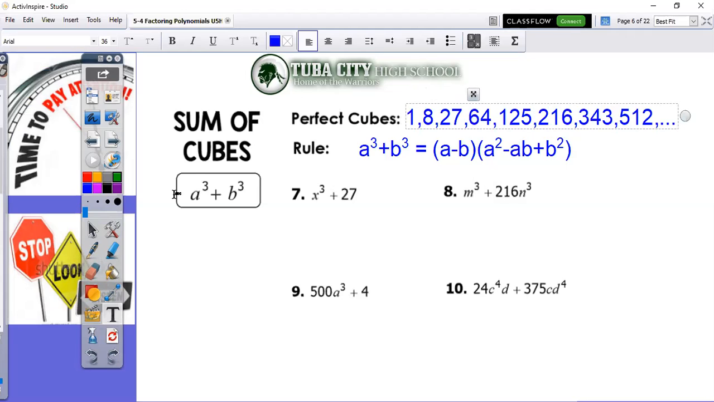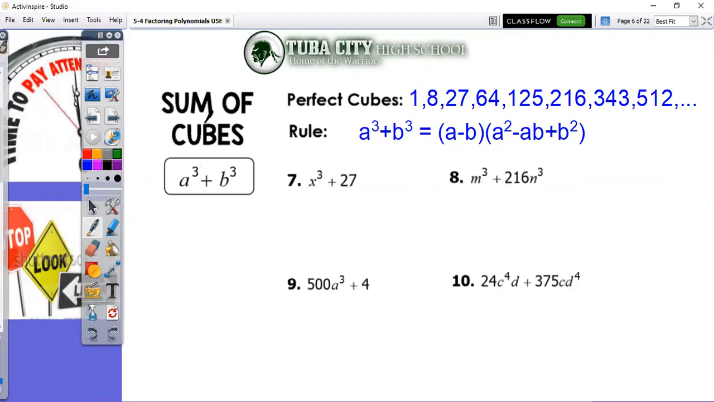So a sum of cubes looks like this. We are adding one cube number to another cube number. So sum, again, means adding cubes. So again, just like with the squares, it helps to have a short list of perfect cubes so that we can recognize them. So x to the 3 is a cube number because it is x times x times x. 27 is a cube number because it is 3 times 3 times 3.